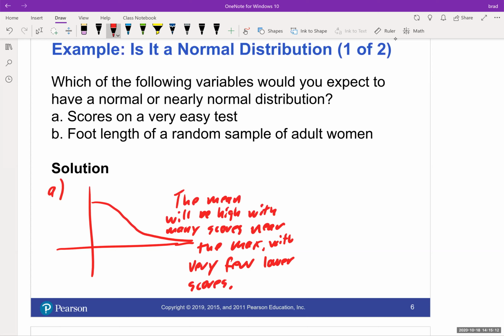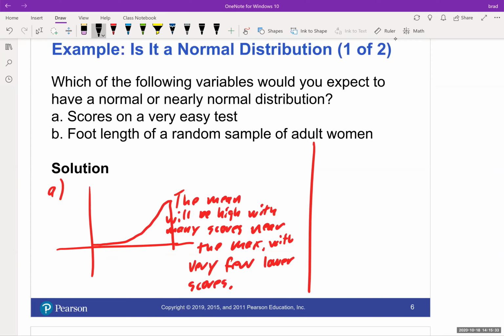So we would expect this to be, well, actually it might go like this, realistically, very low and then up to here. So then it would be something like that. So we would expect it to be left skewed, I believe. Okay. Now, what if I do another one for foot lengths?